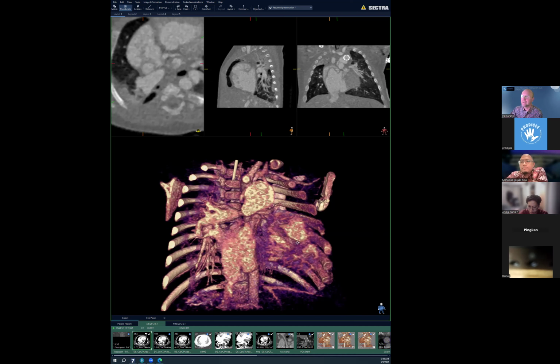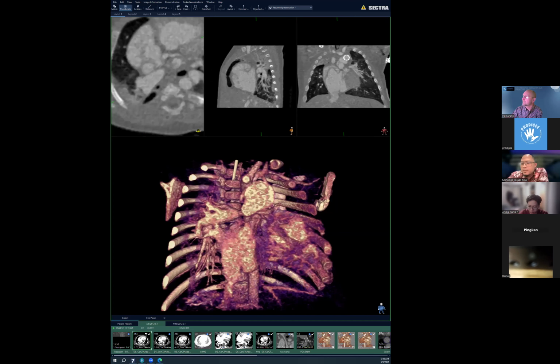We just have to be very careful with children and looking at the size of the IV and make sure that the IV is not blown. But if you do it carefully and in a smart way, you can use power injection, but I'll let Dr. Amal has more experience with that. Yeah, thank you, Prof.